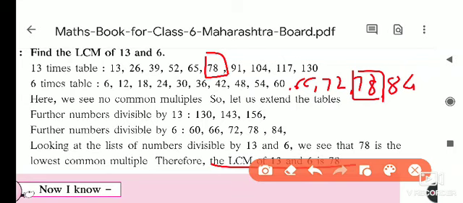Okay, in that way, if you have written the whole table and still do not get any common number, then at that time you have to write one of the tables forward, means the table of the smaller number, and check whether the number is common or not. Understand?